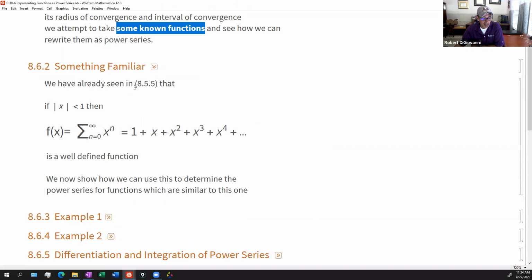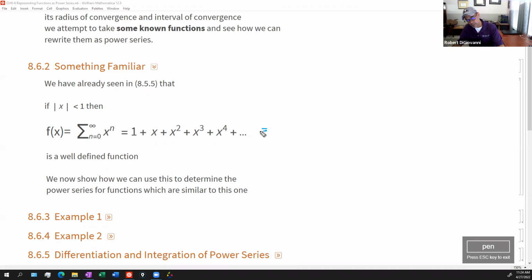We already saw last class, note 8.5.5, that as long as the absolute value of x is less than 1, then this power series, 1 plus x plus x squared plus x cubed, is like a geometric series that will converge, right? That this is a convergent series so long as the absolute value of x is less than 1. And we also know that, what does this add up to be? What is another way we can represent this function as long as the absolute value of x is less than 1?